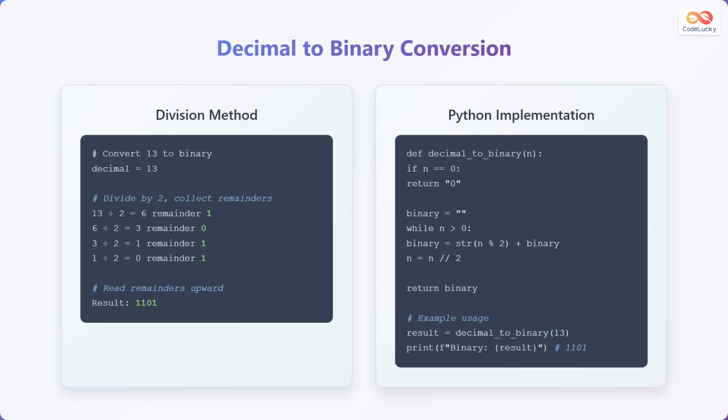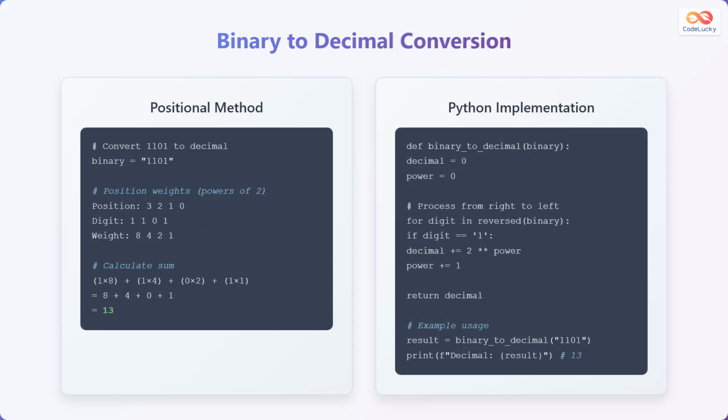Here's the Python code to achieve the conversion. The function takes a decimal number as input. If the number is 0, it returns 0. Otherwise, it repeatedly divides the number by 2, storing the remainders, and then concatenates these remainders in reverse order to get the binary representation. For example, when you input 13, the function returns 1101.